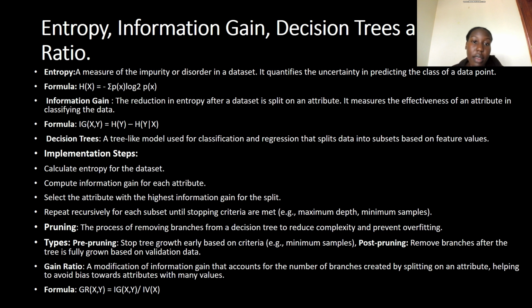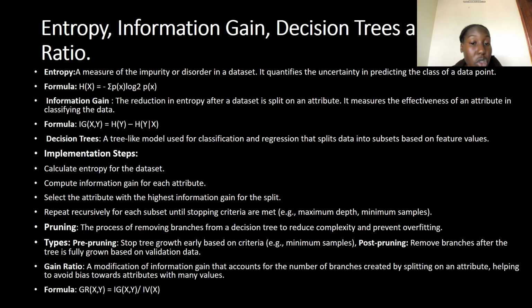To enhance decision trees, we use pruning, which involves removing branches from the tree to reduce complexity and prevent overfitting. There are two types: pre-pruning and post-pruning, where pre-pruning stops the tree growth early based on certain criteria, while post-pruning removes branches after the tree is fully developed based on validation data.